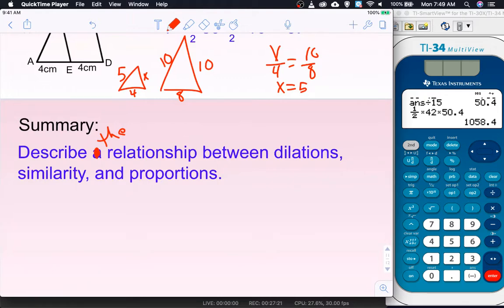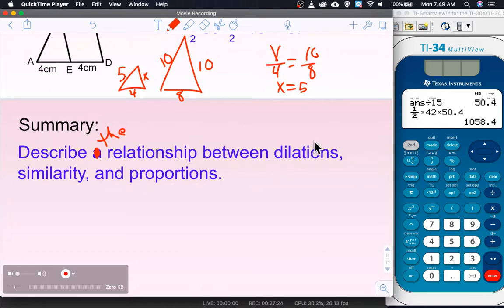But those three things: dilations make similar figures, and you can use proportions to show that they're similar, and you can use proportions to find missing sides. They all kind of go together.